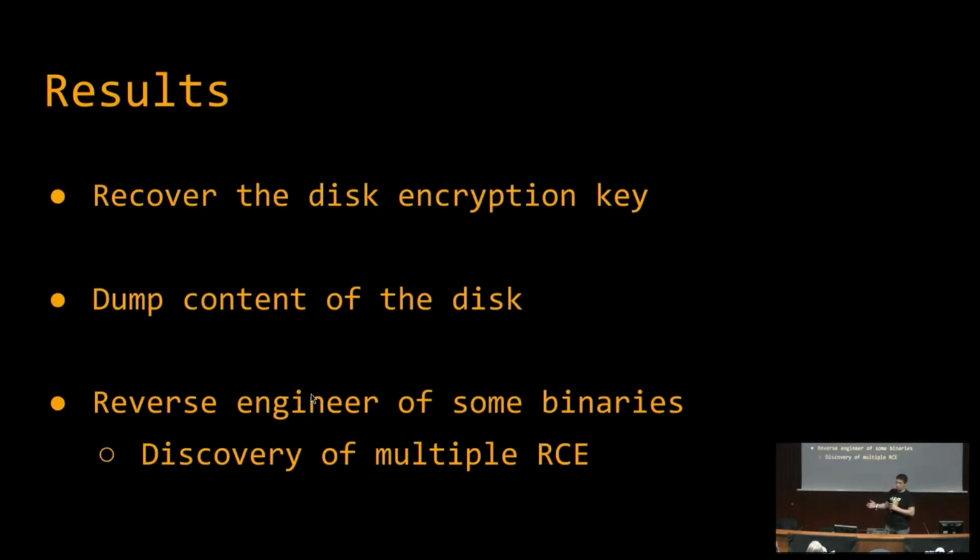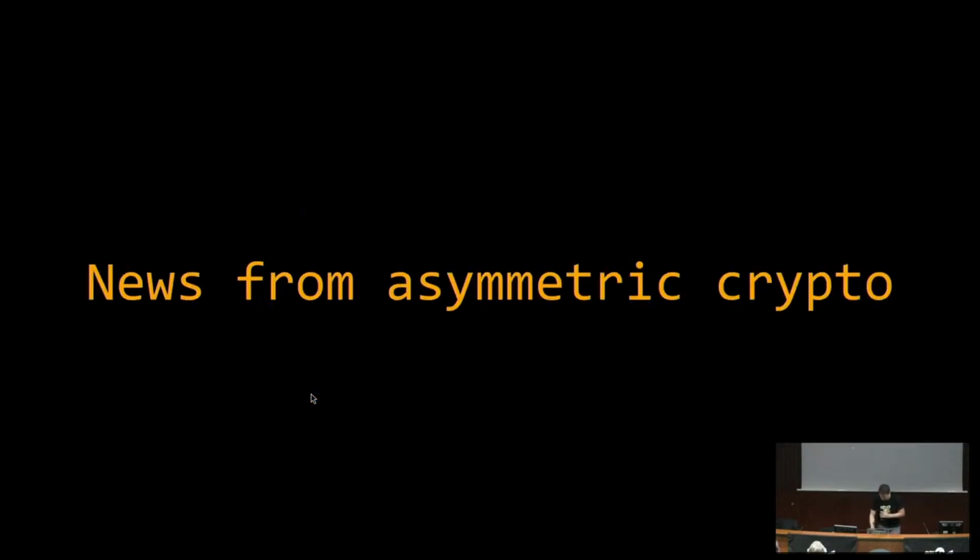Then you can perform the usual stuff, like reverse engineering the binaries that lie on top of the file system, the application of the customer. And of course, this led to some discoveries. There were multiple RCEs as root on the system because it was badly coded. So that's just to show the impact that it can have. Now we'll switch from symmetric crypto to asymmetric crypto.